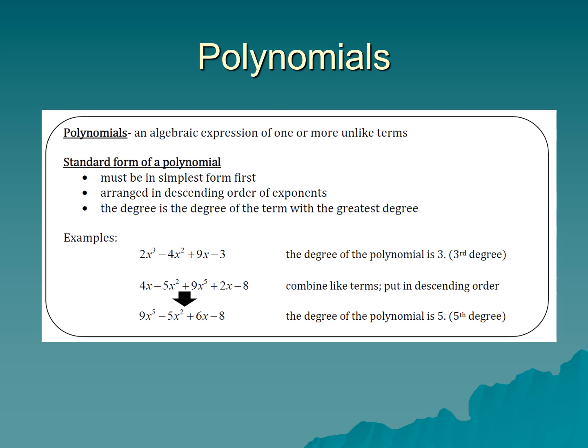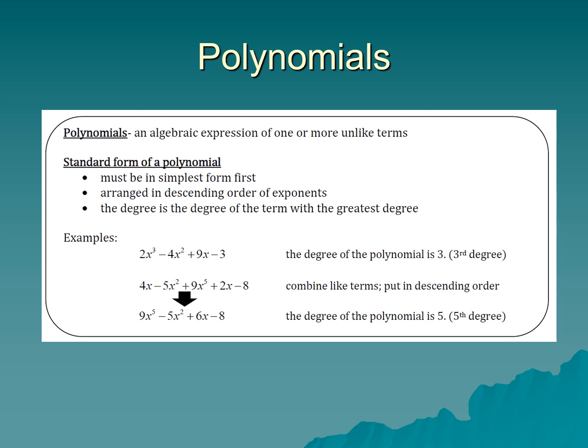So our first example, 2x to the third power, or 2x cubed minus 4x squared plus 9x minus 3, is 4 terms. So that's called a polynomial because 4 is more than 1. And it's a third degree polynomial because the highest exponent shown is 3. It's also in the correct order, called standard form.